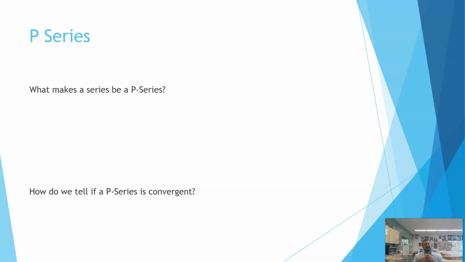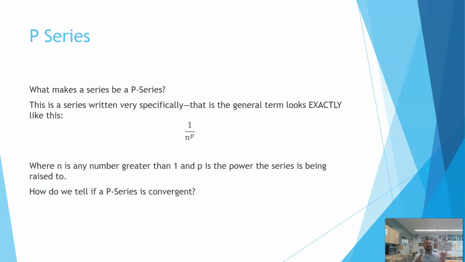The next series we're going to talk about is a p-series. Now, a p-series has to be written in a specific way. Our general term is going to be 1 over n to the p power. So we're going to have a summation, n equals 1 to infinity. And n is any number starting at 1, which makes sense because I'm going to be plugging in 1, then 2, then 3, then 4, on and on and on. And p is the power that it's being raised to. So if I've got 1 over n to the p, I am good to go in my series, although I have to know what p is.